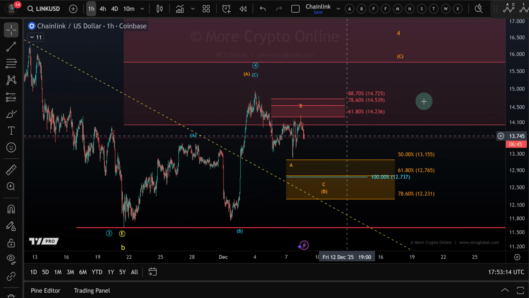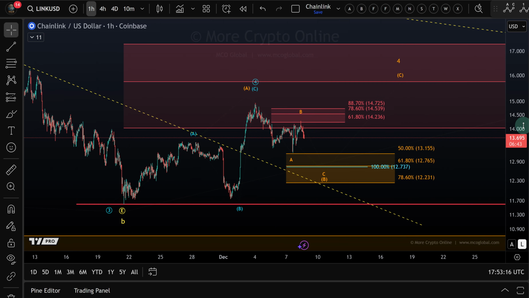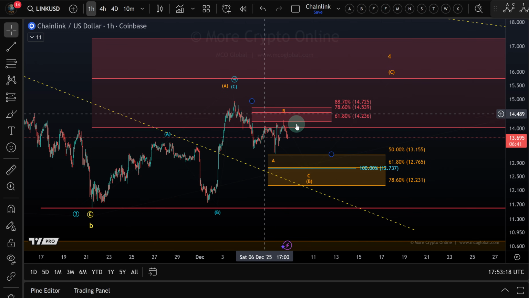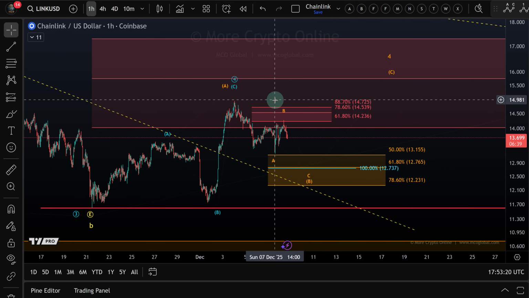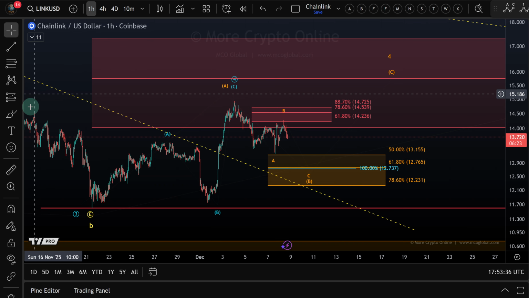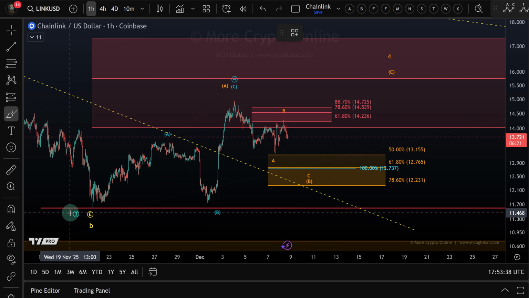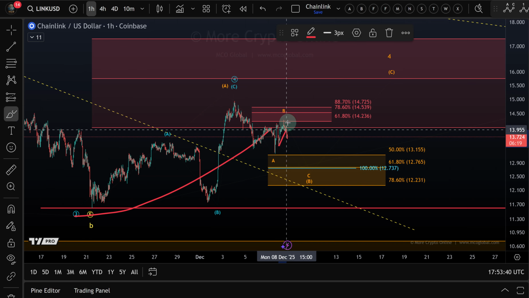I'm currently tracking the 1 hour time frame here on the Link chart, and we can see that the market got rejected in our resistance area, which I communicated earlier today and yesterday already to you guys. And so if you follow the updates also on Discord, then you know that we might actually have started that C wave decline.